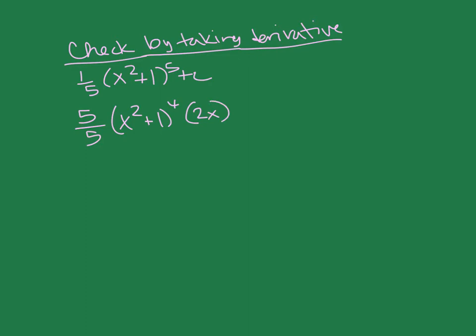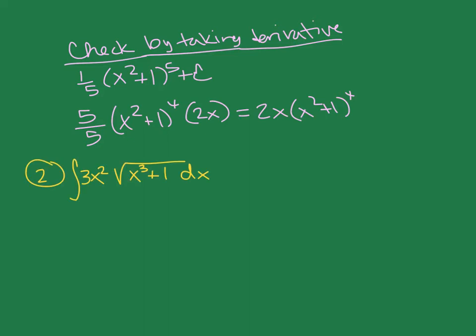The derivative of c is 0, so that goes away. And you end up getting 2x times x squared plus 1 to the fourth. You got the same thing that you started with, which is good. That's what we want. So if you're feeling like you might understand this, go ahead and try this one.